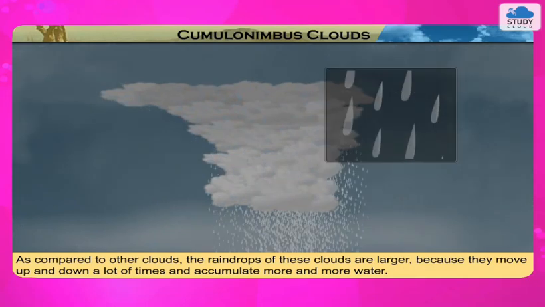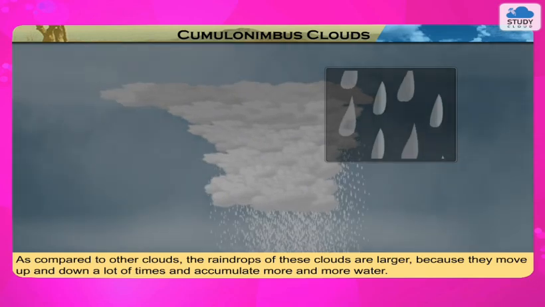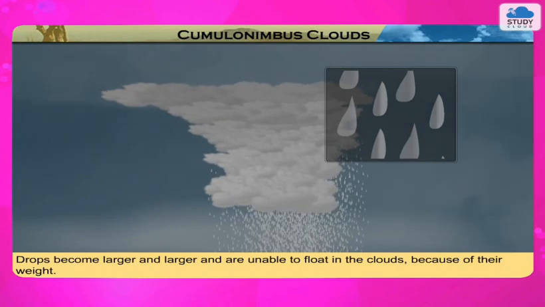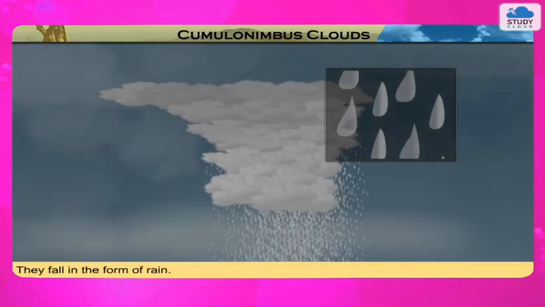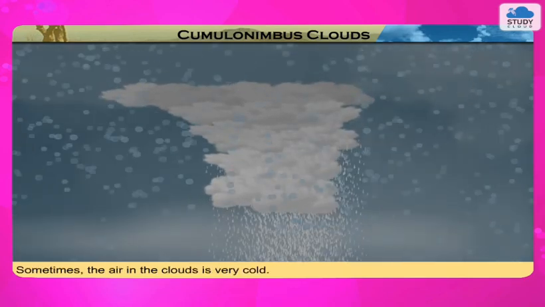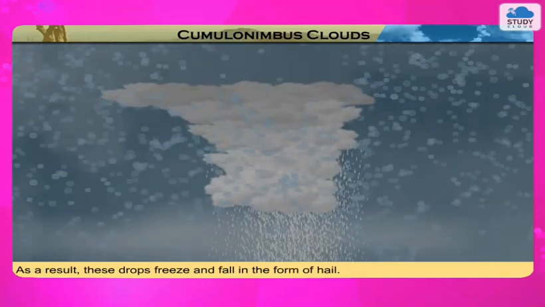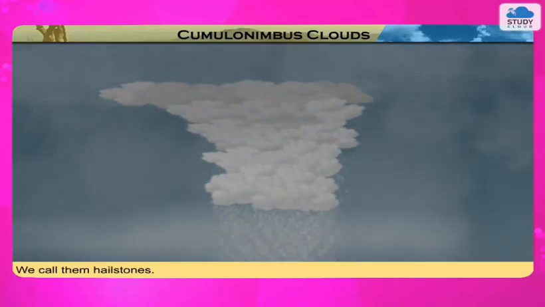As compared to other clouds, the raindrops of these clouds are larger because they move up and down a lot of times and accumulate more and more water. Drops become larger and larger and are unable to float in the clouds because of their weight. They fall in the form of rain. Sometimes the air in the clouds is very cold. As a result, these drops freeze and fall in the form of hail. We call them hailstones.